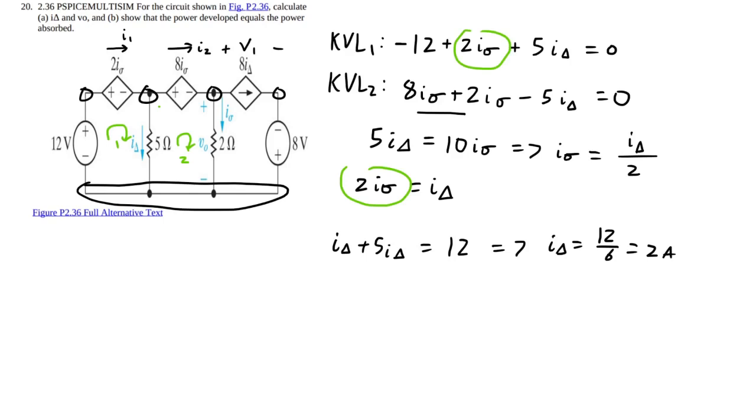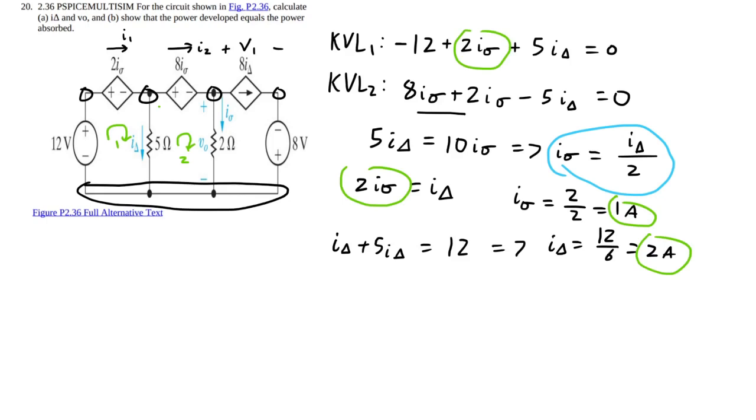Now that we have I delta, we can go back and put that into this equation, and we'll find out that I sigma equals I delta divided by 2, which is 2 divided by 2, which equals 1 amp. So now we've got pretty much all of the information that we need to solve the rest of the circuit.